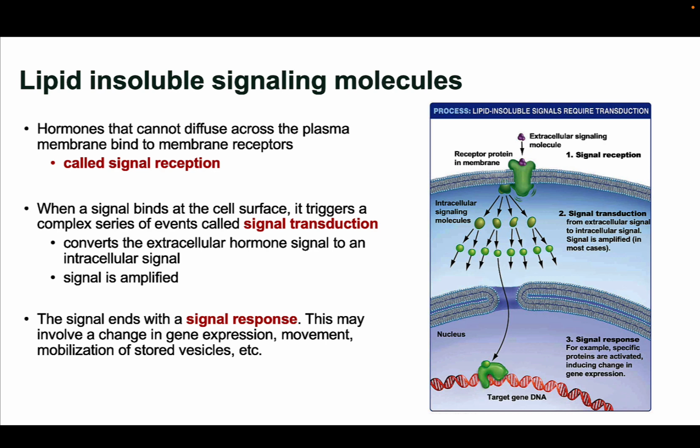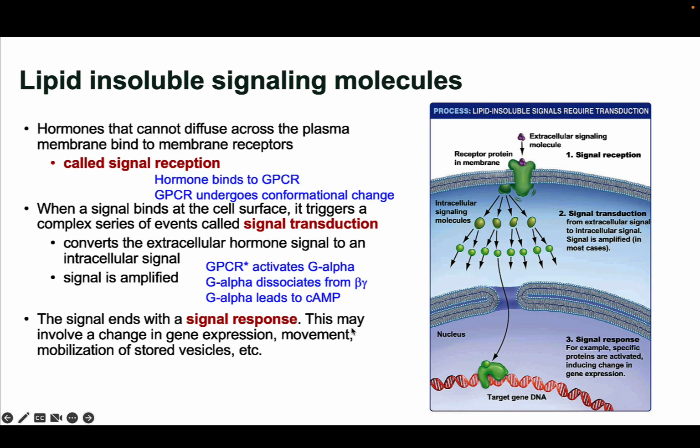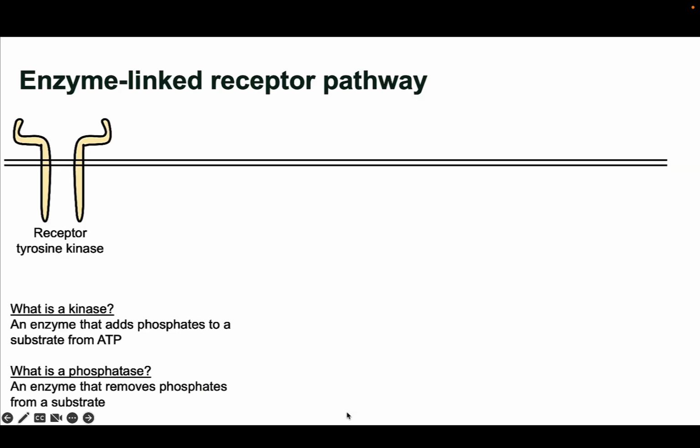So I want to talk really briefly about one more type of receptor that uses this kind of pathway. But first, the hormone binds to the GPCR. It undergoes a conformational change. That's the signal reception. The signal transduction is the activation of the G alpha, which dissociates from the beta gamma and leads to cyclic AMP production. And the signal response includes the release of glucose stores, glucose in circulation, and increase in glucose metabolism.